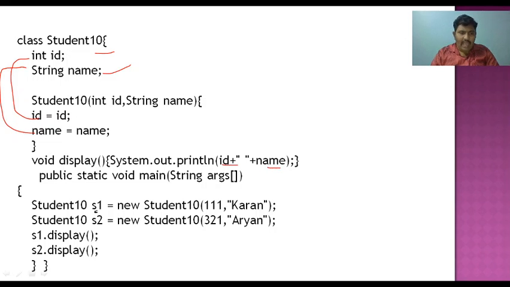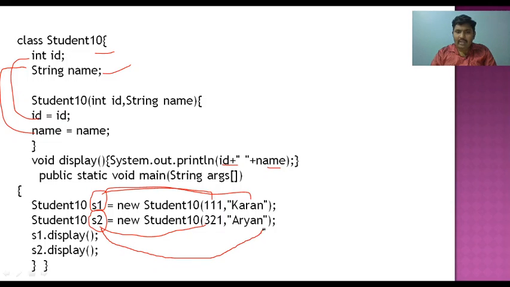After that I have s1, creating the s1 object, and I am also creating the s2 object. While creating the s1 object, I am passing the value 111 and a name, Karan. So automatically those values are stored in the id and name variables of the s1 object. After that I am creating the s2 object. While creating the s2 object, I am passing 321 for the id variable and RN for the string variable.